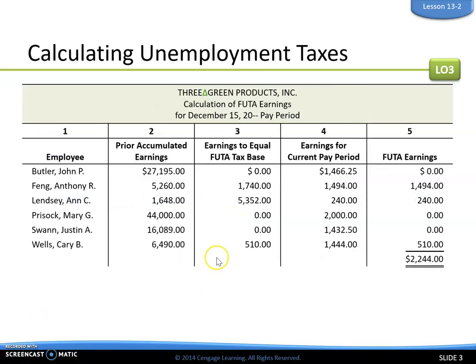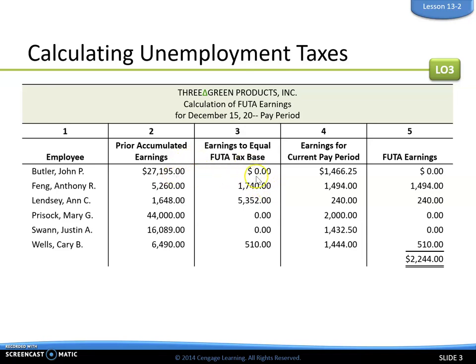So here they're showing us how we're going to calculate our unemployment taxes. We have our employees in this first column. In the second column, we have prior accumulated earnings. And then in this third column, we have earnings to equal the FUTA tax base. Then the fourth one, earnings for our current pay period, and then our FUTA earnings. They don't actually tell us on this slide, but when we talk about our unemployment taxes, the employer pays unemployment taxes up to $7,000 of earnings.